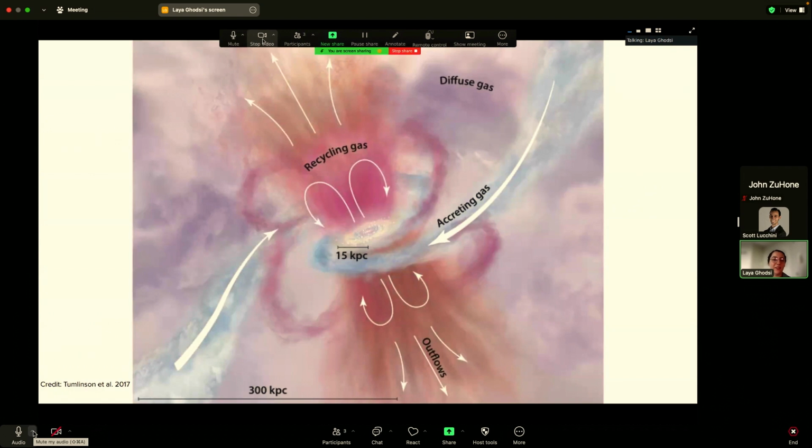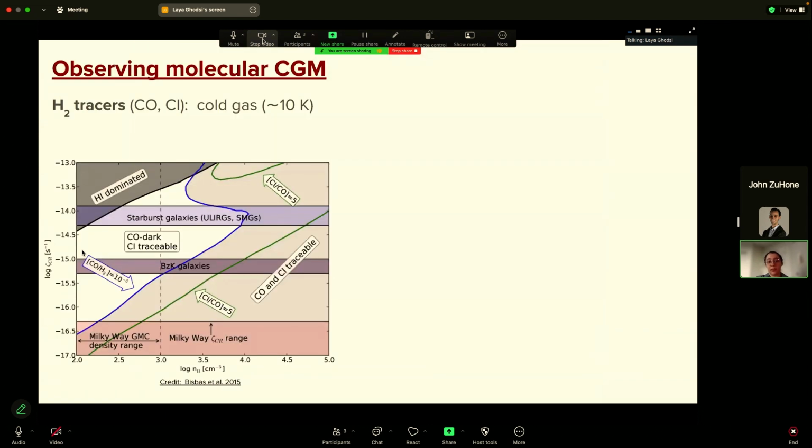So I think I don't need to motivate a lot why we're studying CGM, but just as a brief introduction, CGM acts as the bridge between the galaxy and its cosmological environment, and there are a lot of interactions like inflows and outflows between the CGM and the central galaxy, which can regulate the star formation of the galaxy. So CGM is multi-phase, as the title of the conference says. So we can detect CGM at different phases. In this project, we are focusing on molecular CGM.